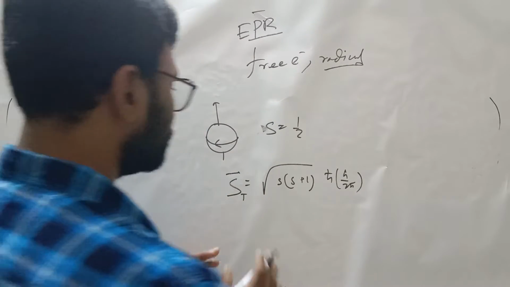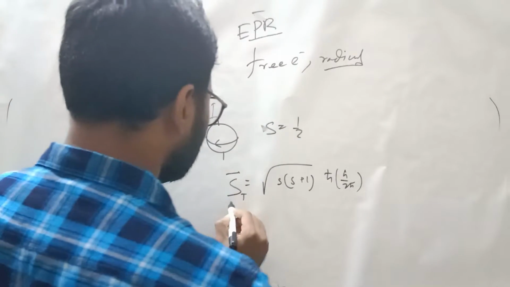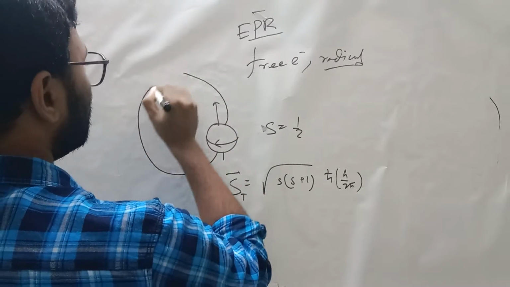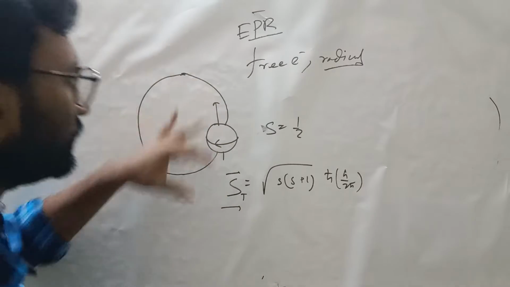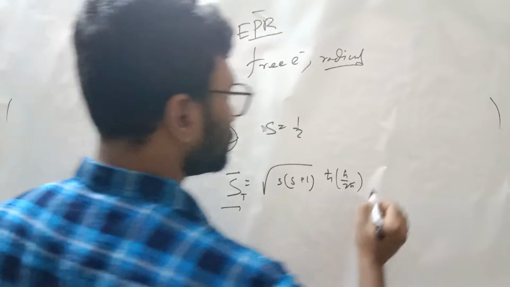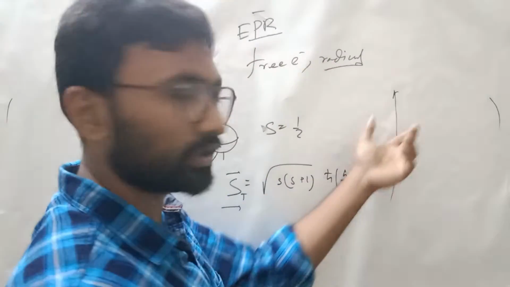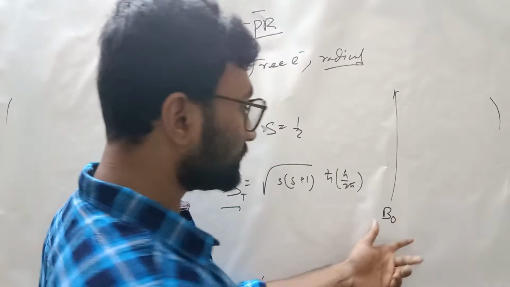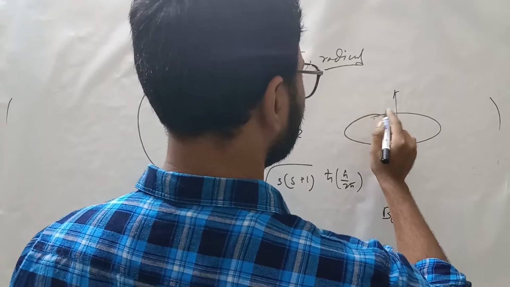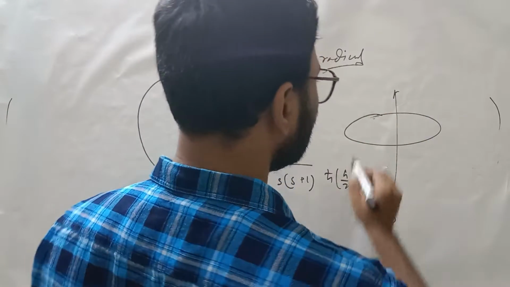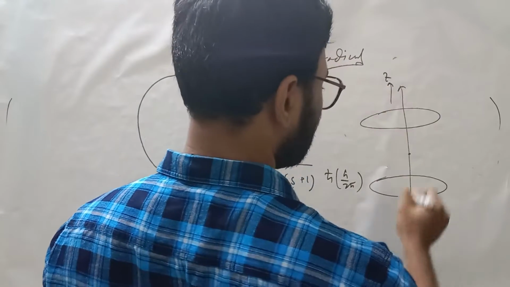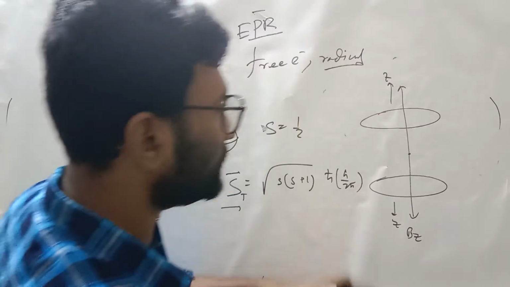Now there is an interesting thing: this spinning motion is rotating in an orbit. Let's see which orientation it will take if we apply a magnetic field. Suppose these are the orbits. This is the positive z-axis and this is the negative z-axis. Just for consideration, we are taking this.